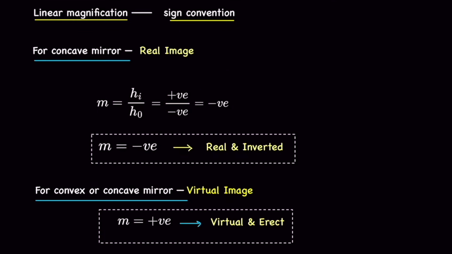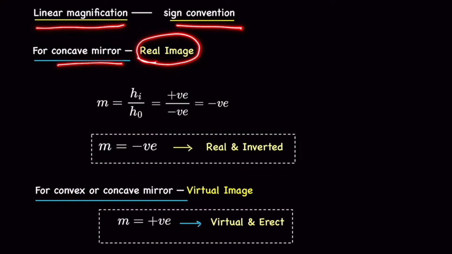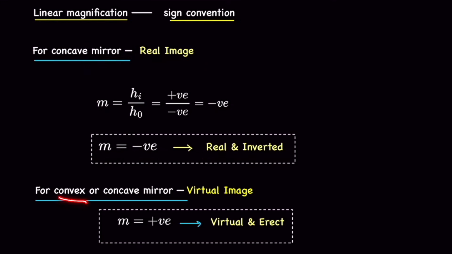In linear magnification sign convention, for a concave mirror, if we consider the real image, then m is negative. When linear magnification is negative, it means the image is real and inverted. Similarly, for a convex or concave mirror in terms of virtual image, if we get m as positive, it must be virtual and erect. I hope this part is completely clear for you.